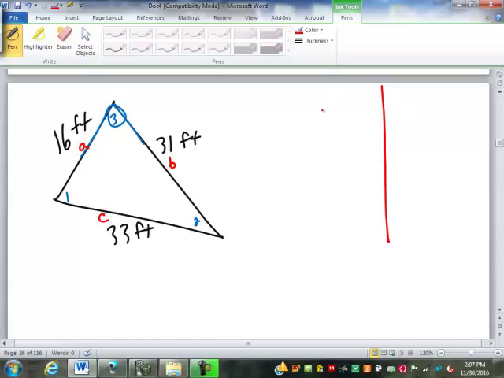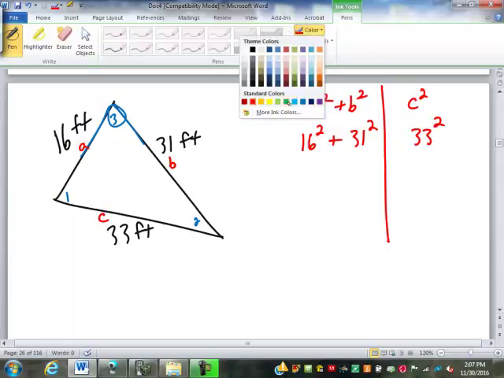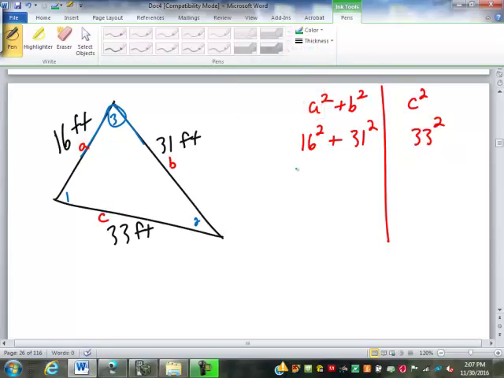Now notice I'm not going to use an equal sign here because I don't know if they're equal yet. But we're going to put in 16 squared plus 31 squared. That's A squared plus B squared. For C, we're going to put in 33 squared and see what that comes to. Well, 16 squared is 256. 31 squared is 961.